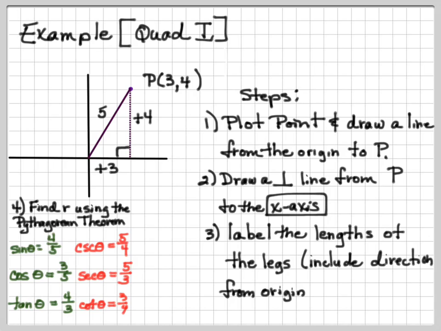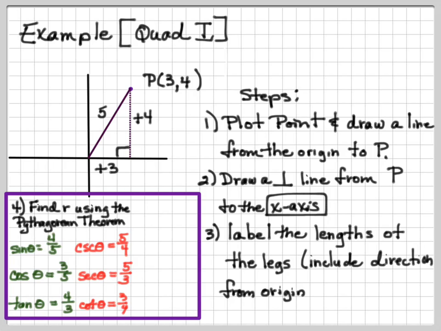Pretty simple, huh? Now I want you to notice something. All of these values for sine, cosine, tangent, all of them are positive. In the first quadrant, all of the functions are positive. They all have positive values.